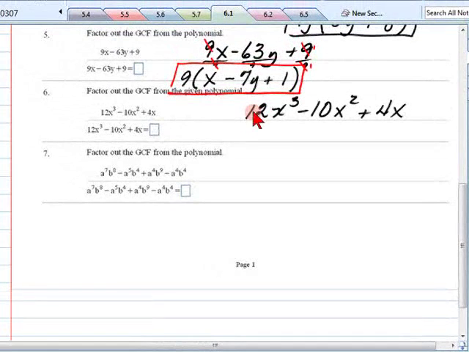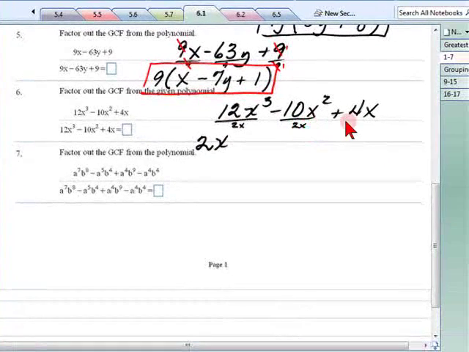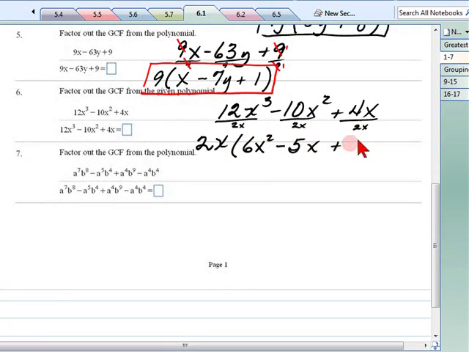Common factor between 12, 10, and 4 is what? 2. And do you have a common variable factor? Yes, x. So if I divide each of these by 2x, that's going to leave me with what? 6x squared minus 5x plus 2.